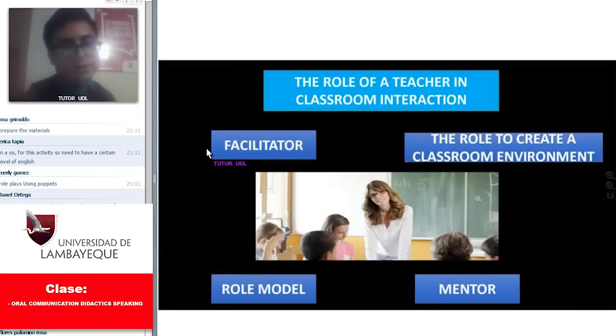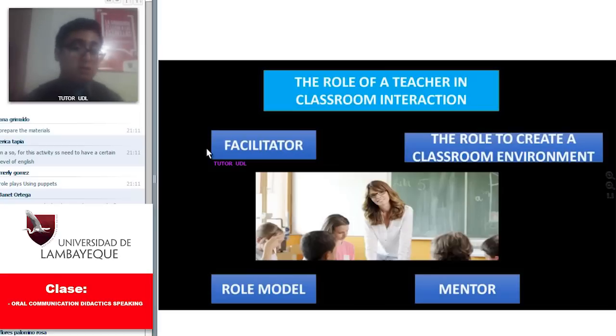Okay, the last one is a very short slide. This is very important to know: what the role of a teacher in the classroom interaction is. Remember that when you have interactive classes, the role of the teacher is different, because nowadays we have to make our students work in class. We don't have to give everything to them. We can help them, but they have to do their part as well.